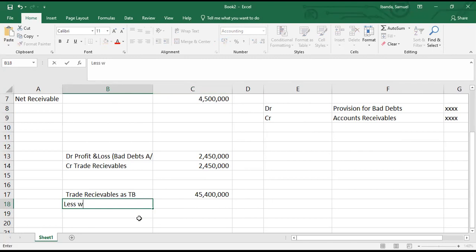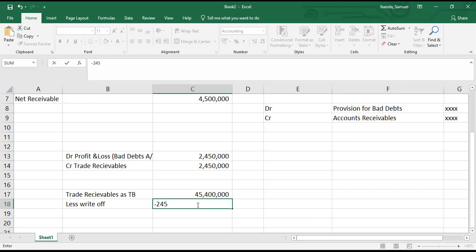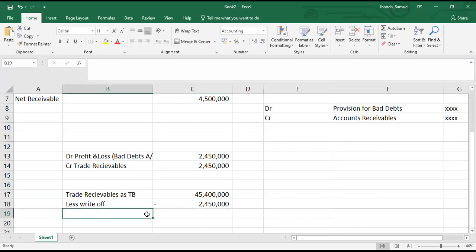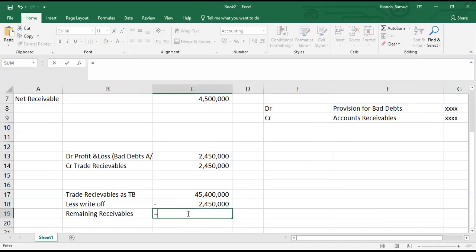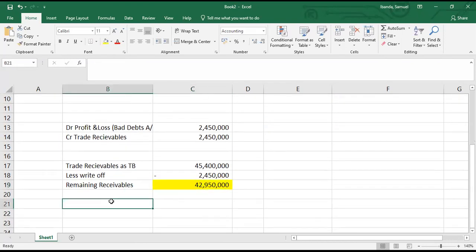You can also do this within a T account. This is the write-off. So we have 2,450. So it gives us our remaining receivables to be the summation of that. So that is what I have.